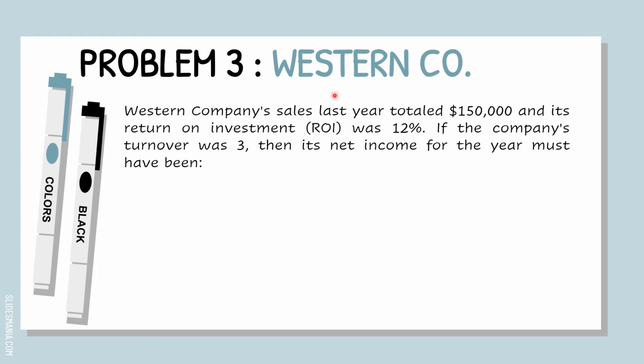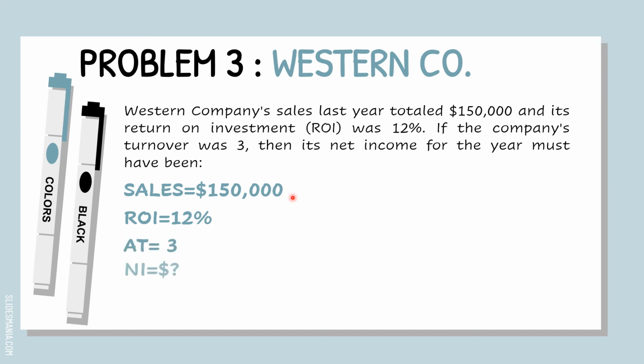The third problem is Western Company. Western Company's sales last year totaled $150,000 and its return on investment was 12%. If the company's turnover was 3, then its net income for the year must have been what? So we will find the net income. We have sales of $150,000, 12% ROI, and 3 times turnover.